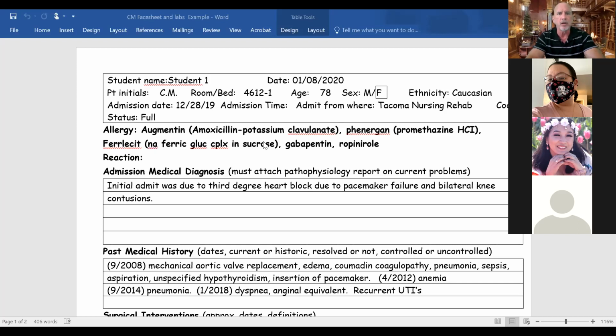Usually you'll just get this off the patient's records. And yeah, here it says reaction. So you might want to say what the reaction is to whatever allergy it is.